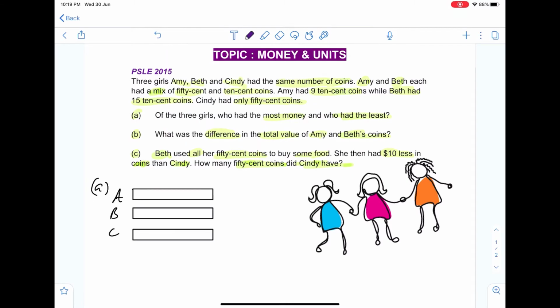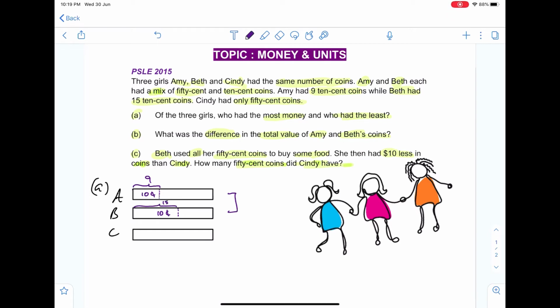As for Beth and Amy, we know that for both of these people, it's a mix of two types of coins, 50-cent and 10-cent coins. For Amy, for example, 9 10-cent coins were there for her. Let's say these are all the 10-cent coins. She had 9 of this. Beth, on the other hand, had a little bit more 10-cent coins, so she had 15 of that. Over here, it will be 15.